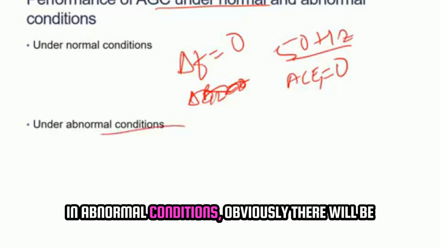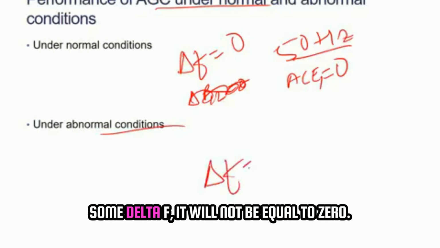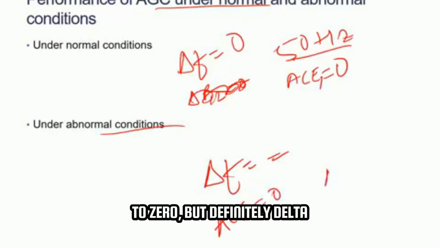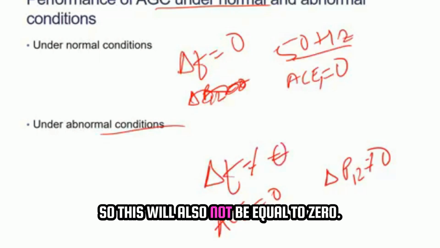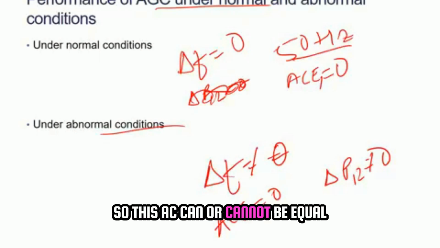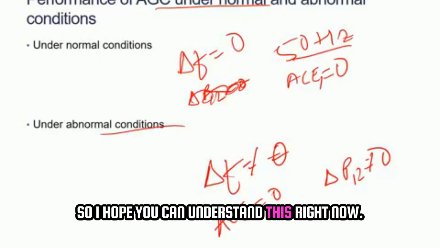In abnormal conditions, obviously there will be some delta F, it will not be equal to 0, and even the ACE can be equal to 0, but definitely delta P12 will not be equal to 0. So this will also not be equal to 0. Right? So this ACE can or cannot be equal to 0 in abnormal conditions. So I hope you can understand this right now.